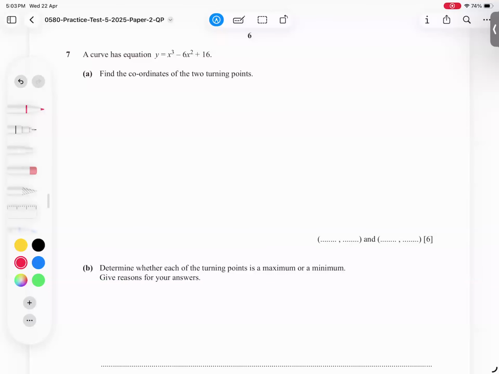He is asking for the coordinates of the turning point. Question number 7. A very favorite topic for exams is stationary points or turning points. He can ask you by 3 names: stationary point, turning point, or extreme point. So what is the method to do the question?